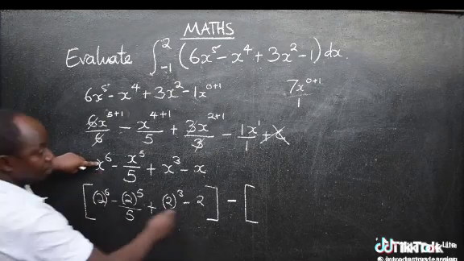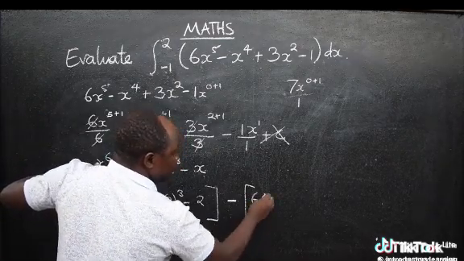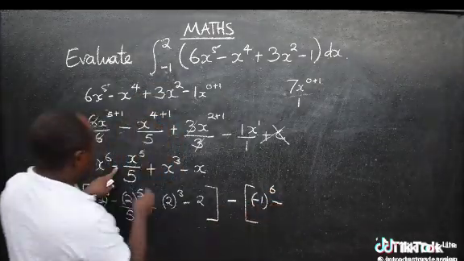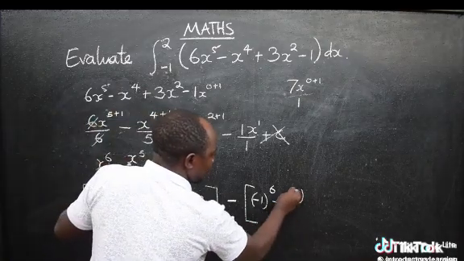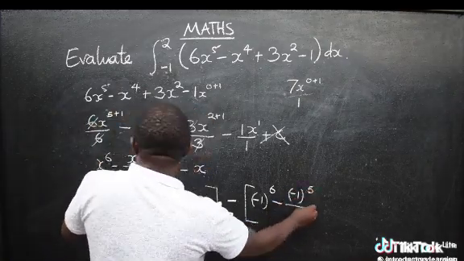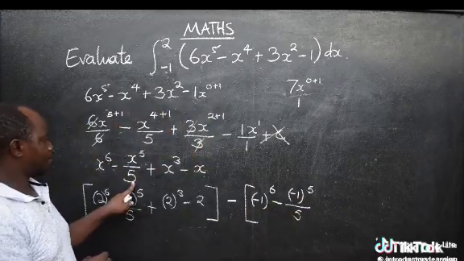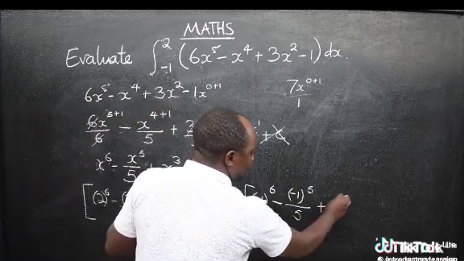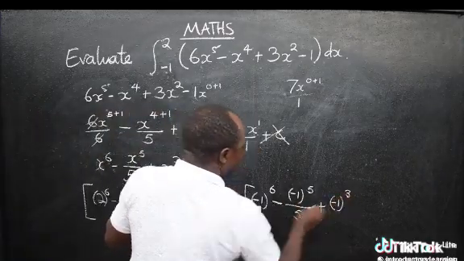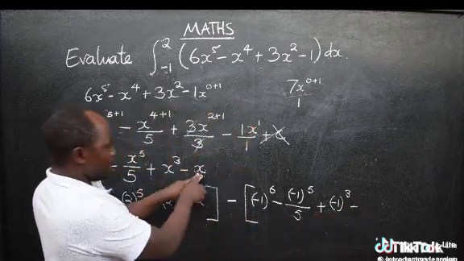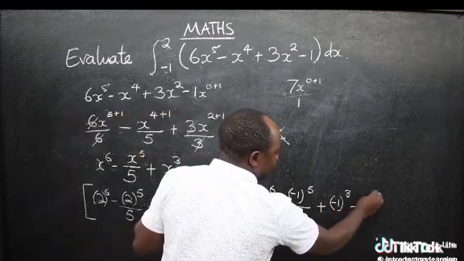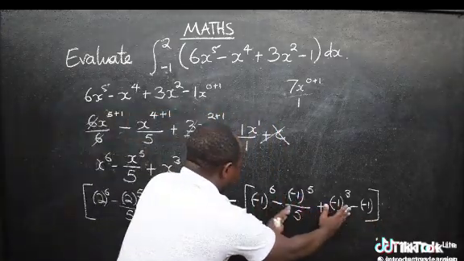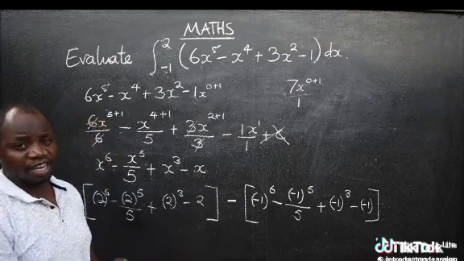So here, the first one will be negative 1 to the power 6, minus. Next will be x here, which will be negative 1 to the power 5 divided by 5, like this. Next will be plus. You have x here to be negative 1 to the power 3, like this, minus. Here it will be negative 1, like this. Then you do that. I hope you are following. That is the way we do the substitution. Always here there should be a minus, not any other sign.